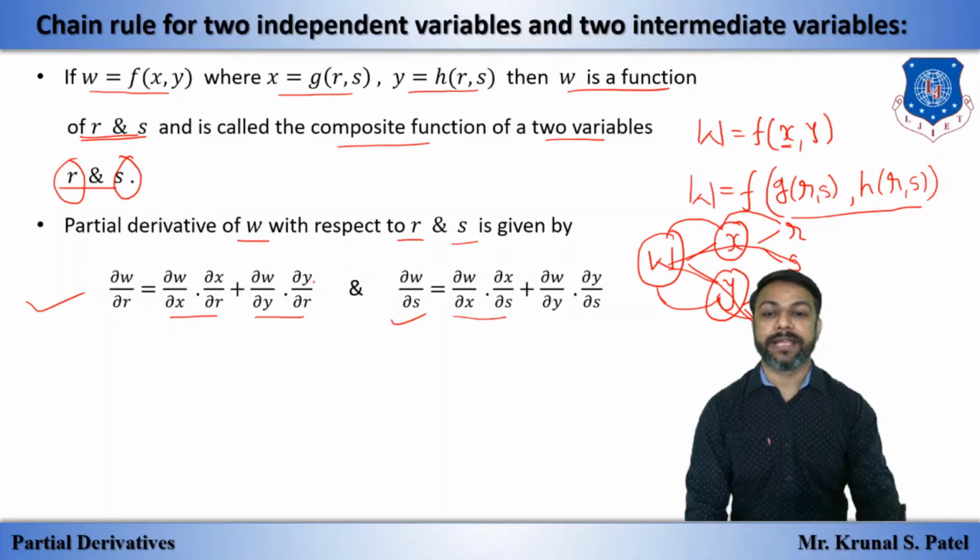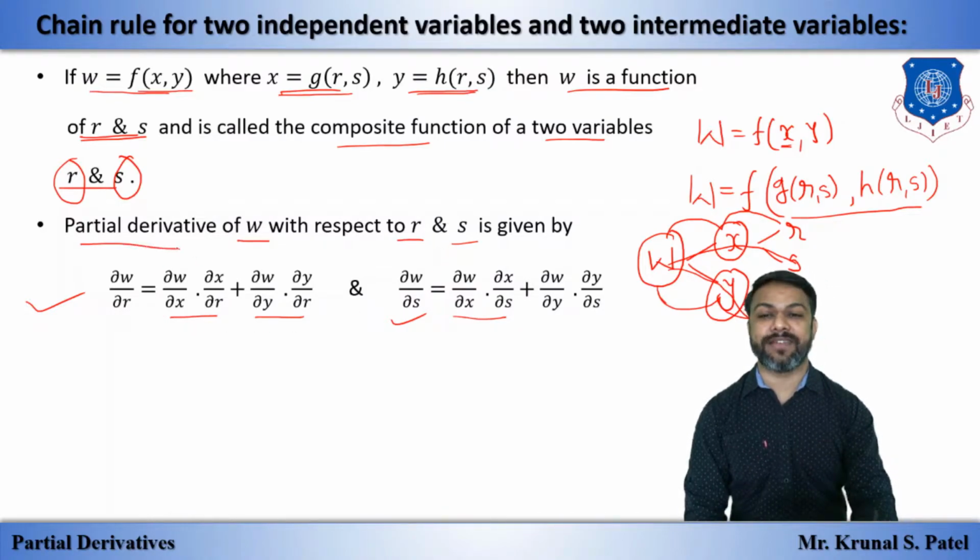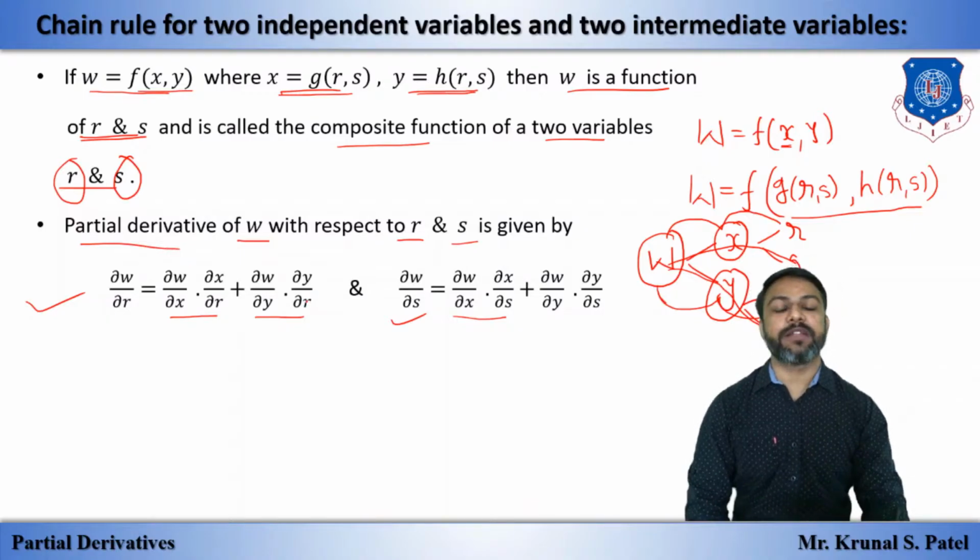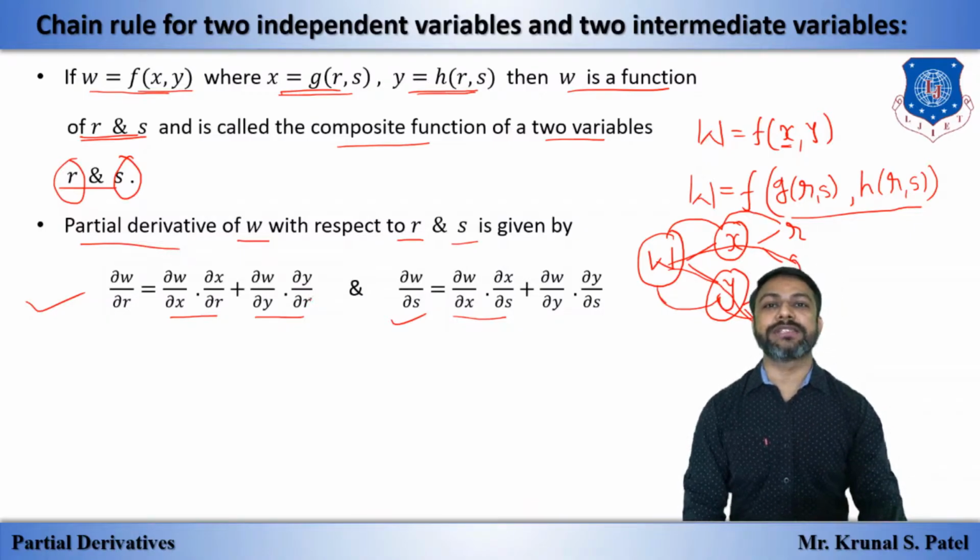Here each and every derivative is a partial derivative, because w is also containing more than one variable, and x and y are also containing more than one independent variable. Okay, that's why we will use partial derivative. Okay, and in previous lecture it was total derivative.